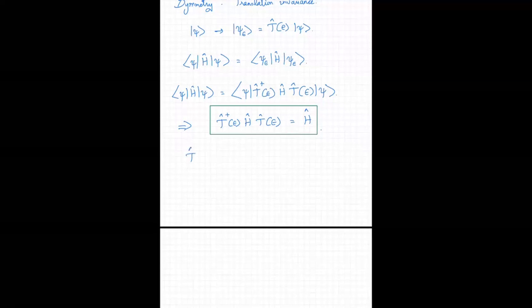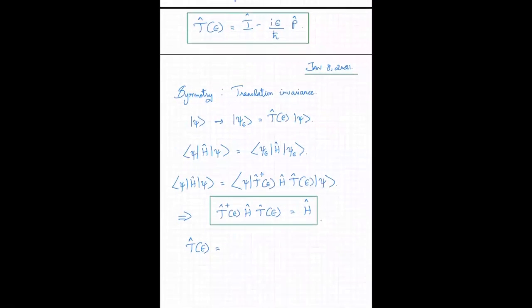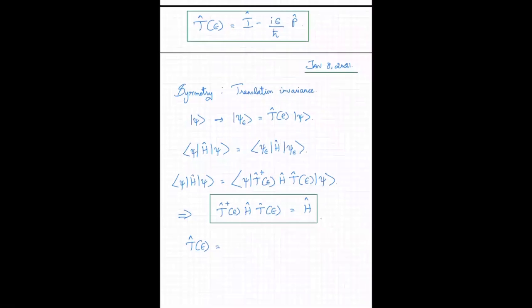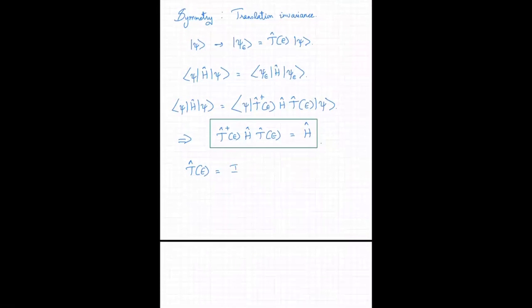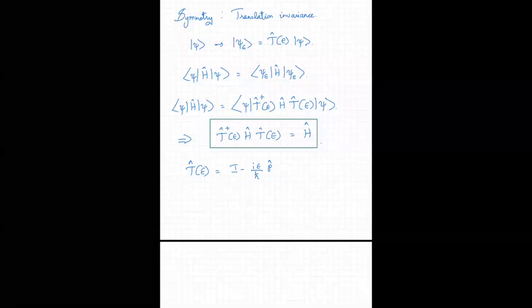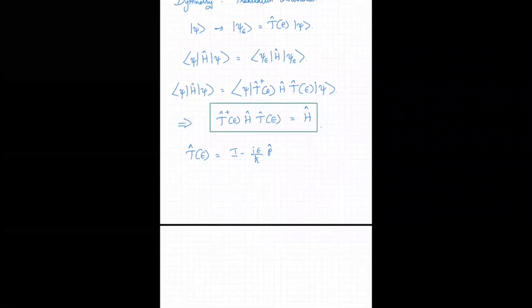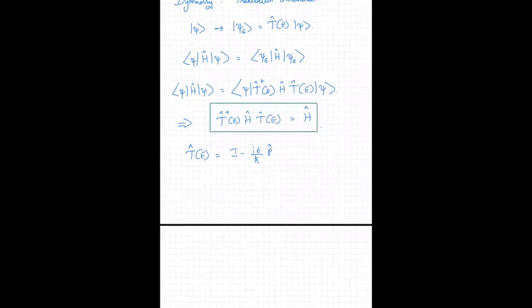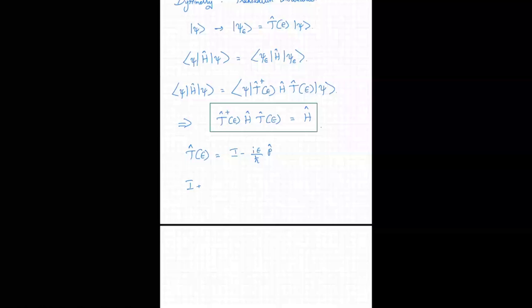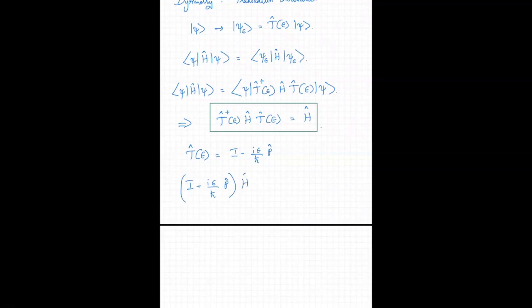So you take the form of T that we discussed yesterday in class, which is the boxed equation on the page above. I will write this as I minus I epsilon over h bar times the momentum operator and plug this into the second box. So what do you have? Momentum is a Hermitian operator. So T dagger would be I plus I epsilon over h bar times the momentum operator, times the Hamiltonian, times I minus I epsilon over h bar times the momentum operator. It has to be equal to the Hamiltonian.